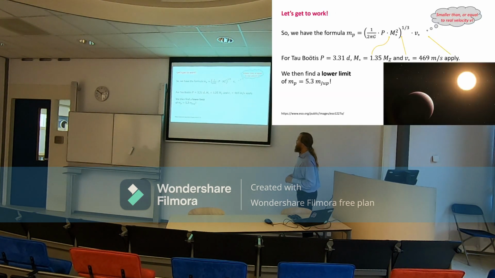So back to the formula again. Now we want to find the mass of the planet. We know the period, we know the mass of the star, we know the velocity now from the Doppler method. So let's fill in these numbers for tau Boötis. That's just a star in the constellation Boötes. And this is huge, by the way. So we find this mass: more than 5 times Jupiter. So this is really a massive planet, right?